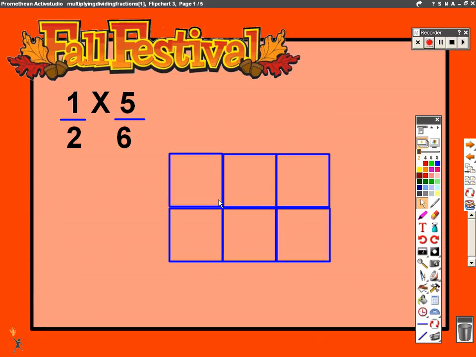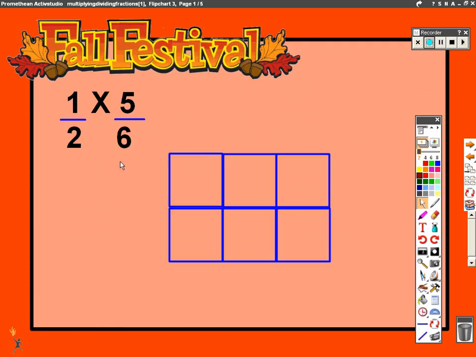Good morning. Today we're going to work on multiplying and dividing fractions. I have 1/2 times 5/6, or you might have seen this as half of 5/6. A lot of times that's how we see it in word problems. So both ways are correct to read it. And I'm going to show you before the algorithm a visual of how this problem works.